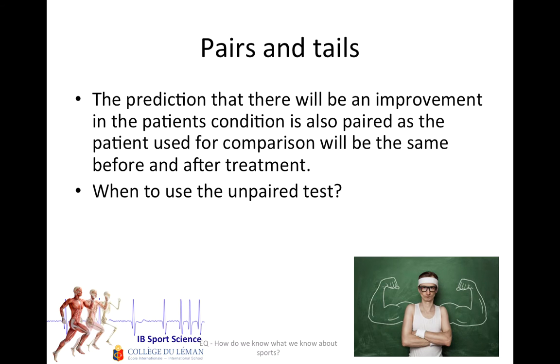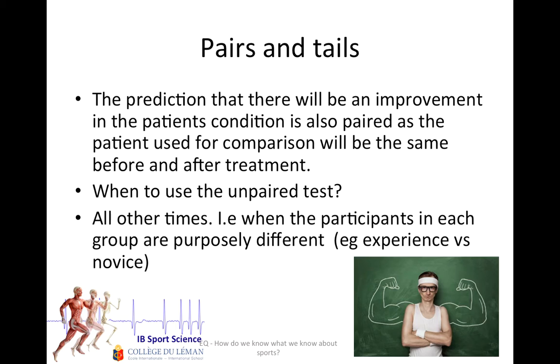So when do we use an unpaired test? Well, that'll be used at all other times. So for example, when the participants in each group are deliberately different. For example, if we were looking at the effect of training on experienced athletes versus novice athletes, and obviously those two athletes can't be in the same group. We can't compare directly one person to the other.